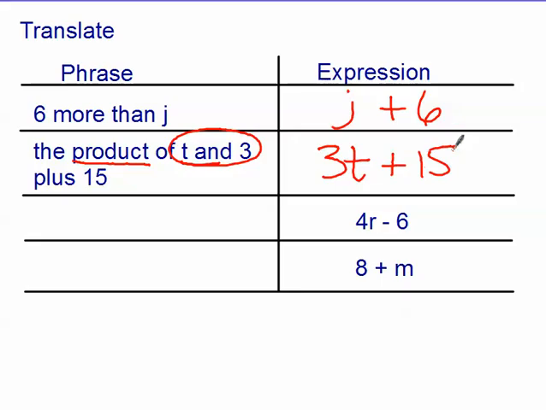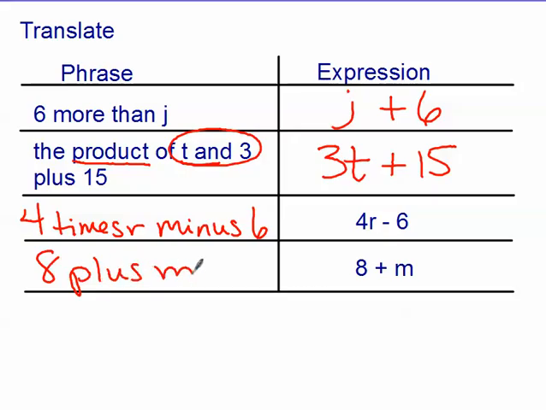Now the last two, what I want you to do is change the expression into a language arts sentence. And I want you to be as literal as you possibly can. So in this one right here, we would say this one as 4 times r minus 6. And that's the easiest way to say that. Okay, the second one is 8 plus m. That's the easiest. Now, that's not the only way to say it, but that is by far the easiest way.